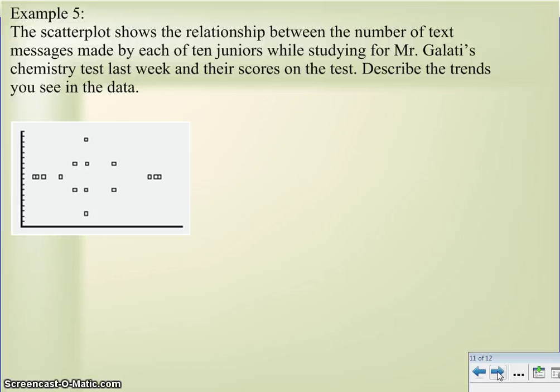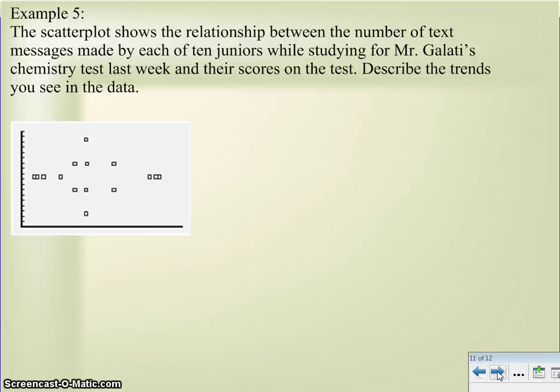All right, last example for this unit. It says the scatter plot shows the relationship between the number of text messages made by each of 10 juniors while studying for Mr. Galati's chemistry test last week and the scores on their tests. Describe the trends when you see the data.